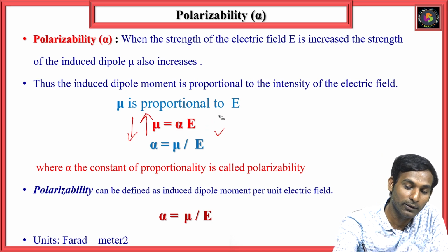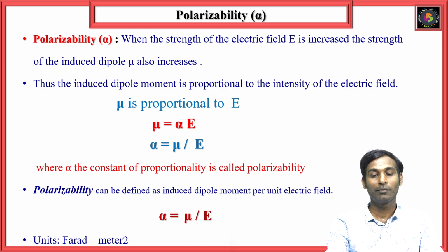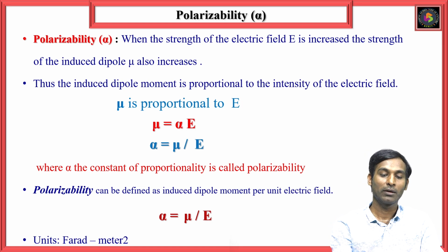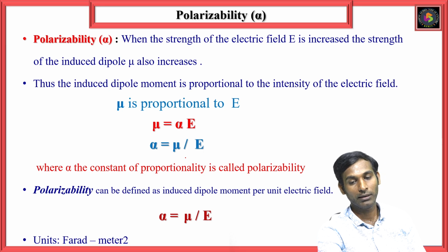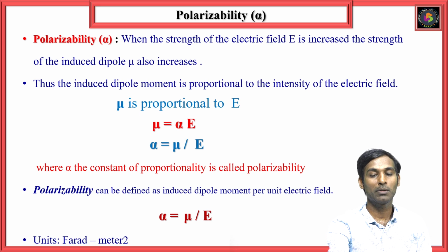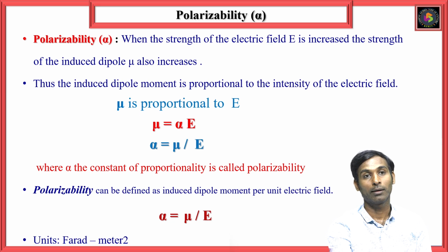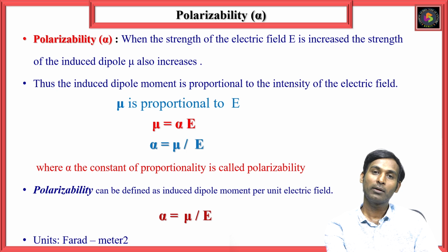Therefore, in mathematical notation we can write polarizability as mu by E, the induced dipole moment per unit electric field. Alpha is the polarizability, mu is the induced dipole moment, and E is the intensity of the electric field. Mu is directly proportional to E, and alpha is the constant of proportionality called the polarizability. So alpha is equal to mu by E, that means induced dipole moment per unit electric field.